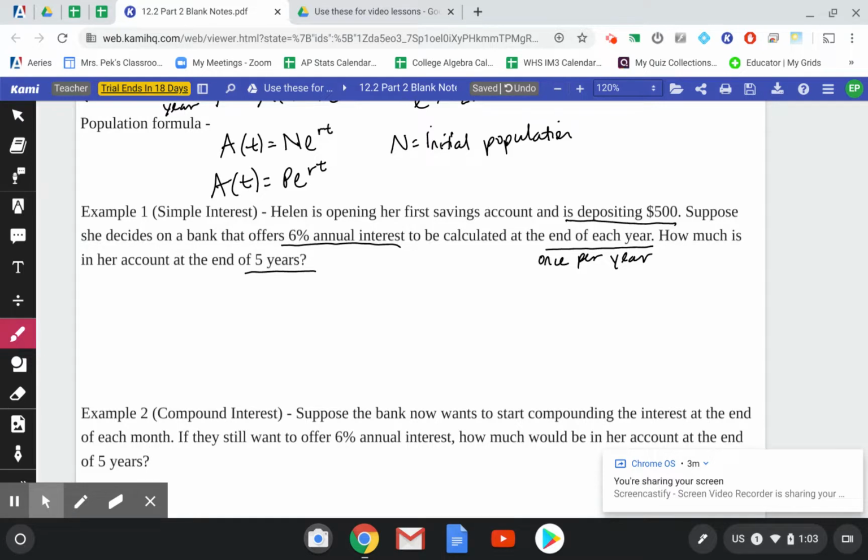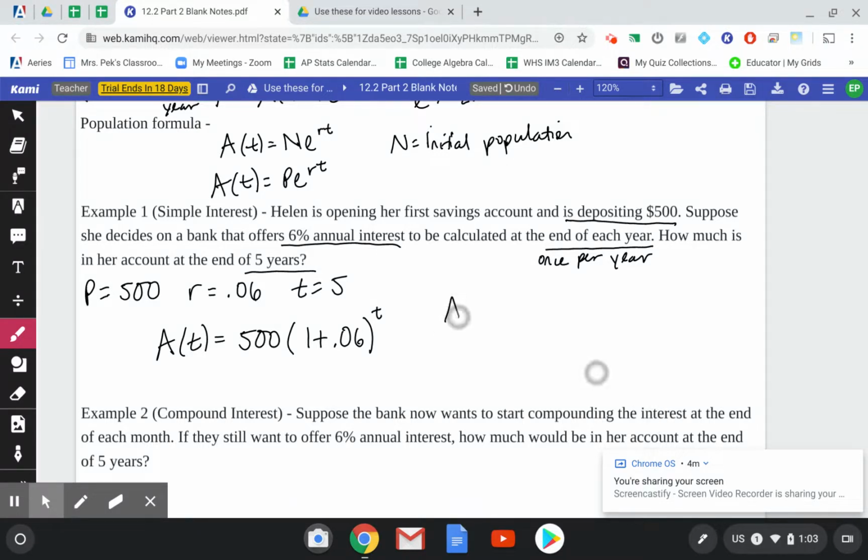So the pieces we have: P is her principal amount, initial deposit of $500. We have R, which is 0.06, so we want to take that 6% and make it a decimal. And then we have T, which is 5 for the end of 5 years. If I make an equation A of t, I would have 500 times 1 plus r to the t power. So it would look like this. And then because it says specifically that t is 5, I want to put that in there. So A of 5 is going to be 500 times 1 plus 0.06 to the 5th power.